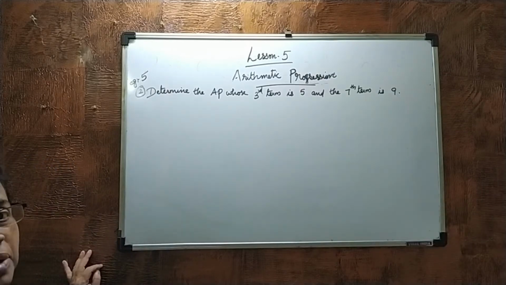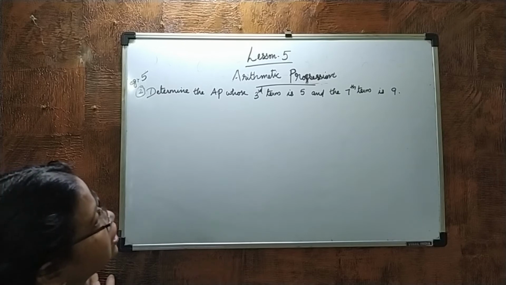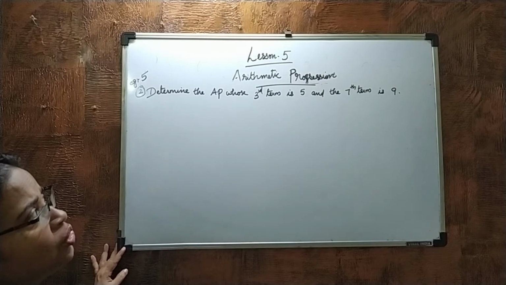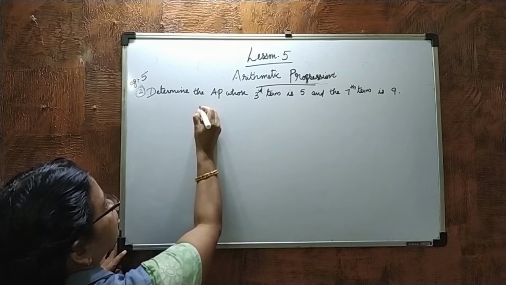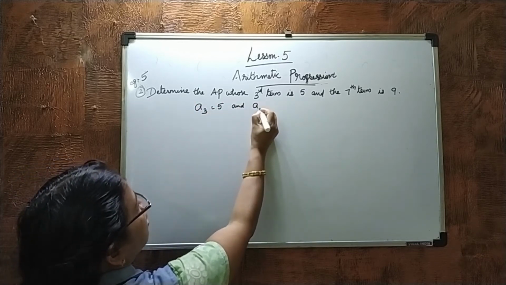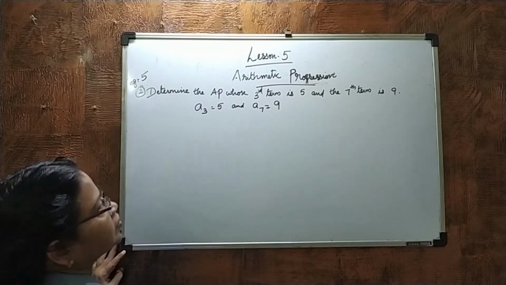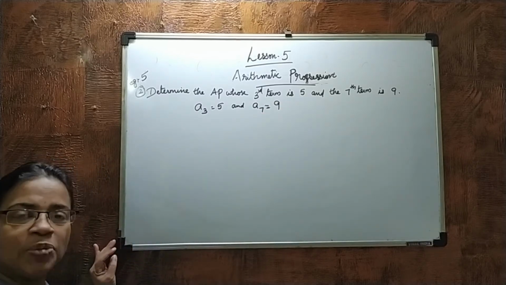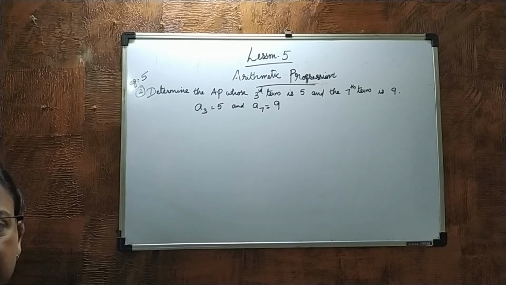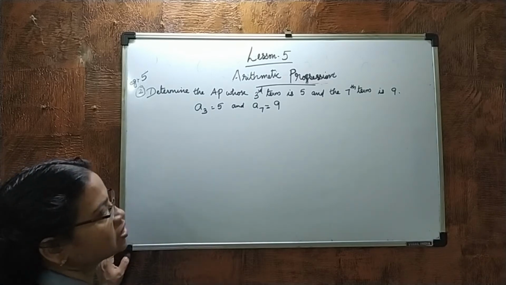So the next one is example number 5. Determine the AP whose third term is 5 and the seventh term is 9. So they have given you A3 and A7. You have to find the AP. Third term means A3 equals 5 and A7 equals 9. Using this, you have to find the AP. For the AP, what all things do we need? We want A, the first term, then only we can add. Then the next thing, common difference we want. Now we want to find out the common difference and A.